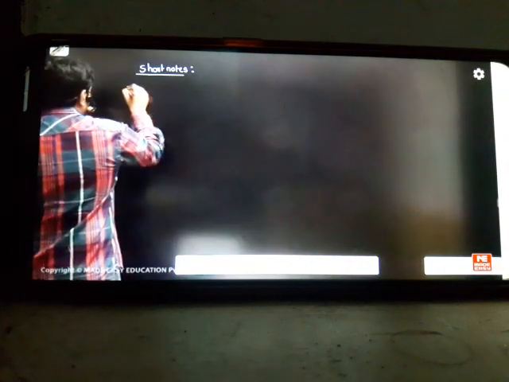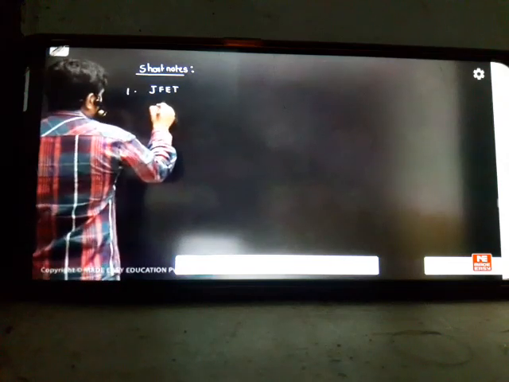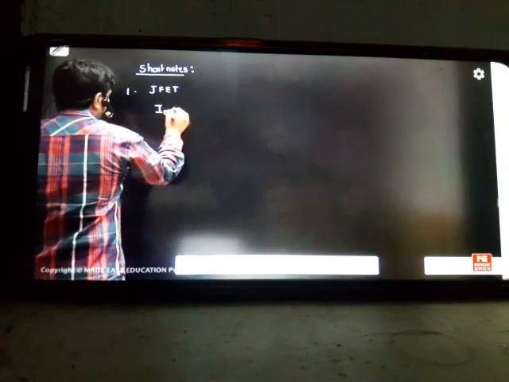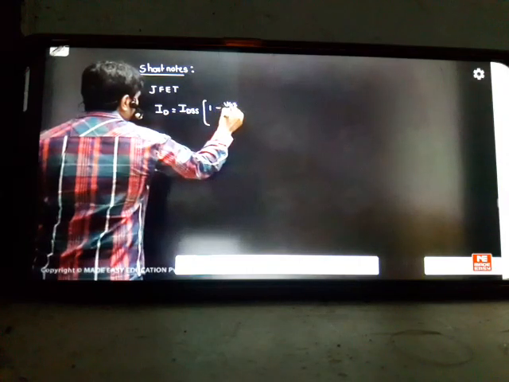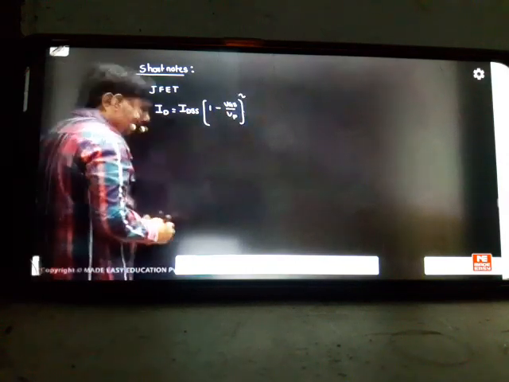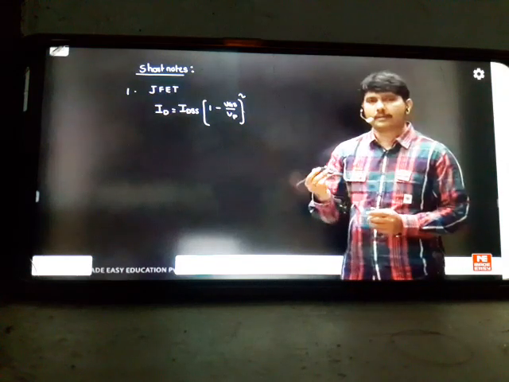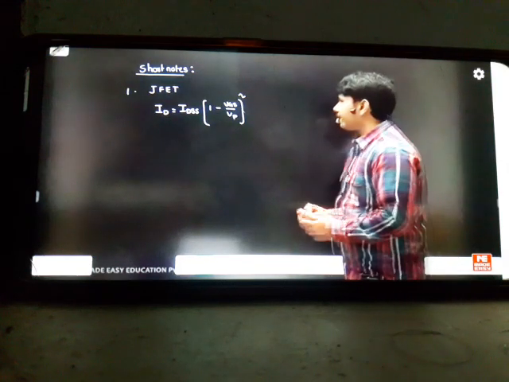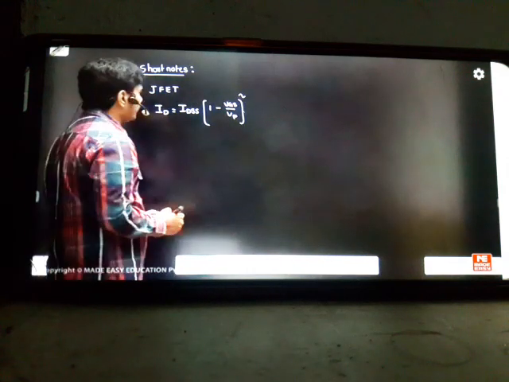The first point: if I consider JFET, what are the points we have to recollect? In JFET, we have one important equation we practiced yesterday: ID is equal to IDSS into (1 minus VGS divided by VP) whole square. This is called the transfer characteristic equation of JFET. We should never forget this point in analog electronics to do the problems.